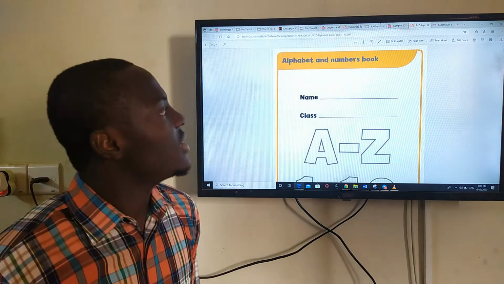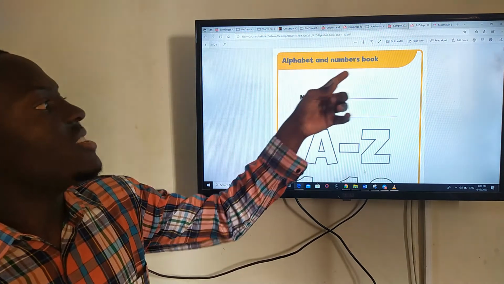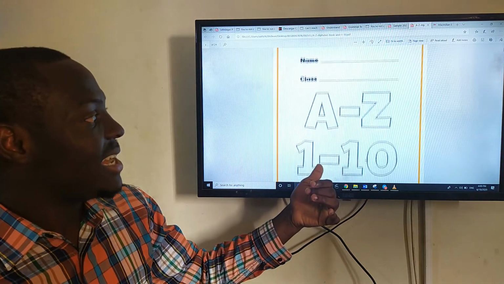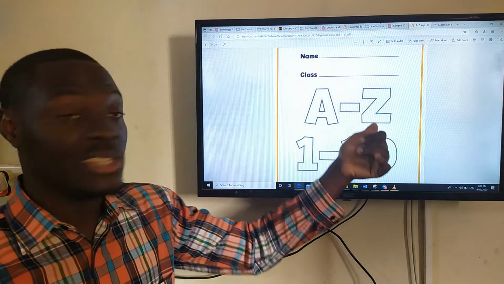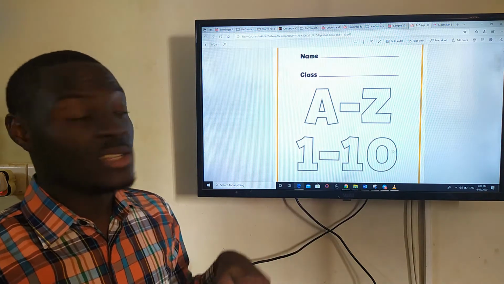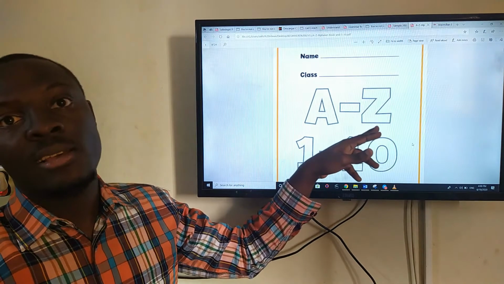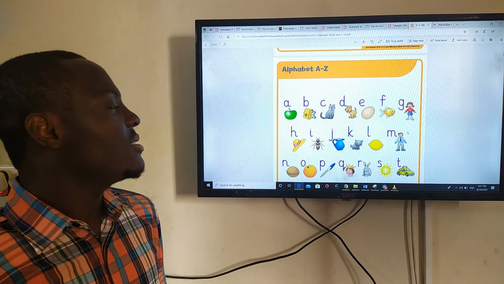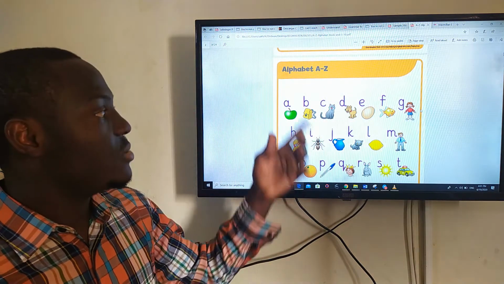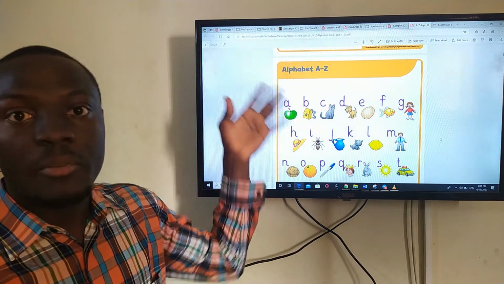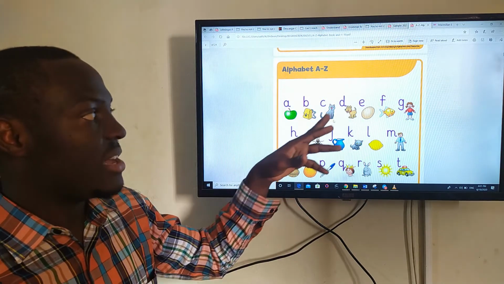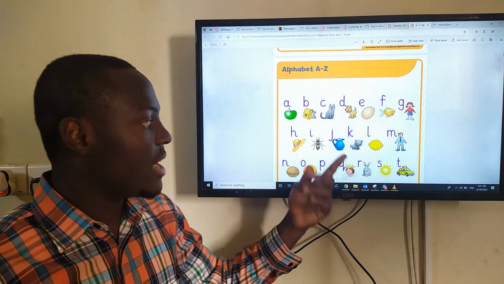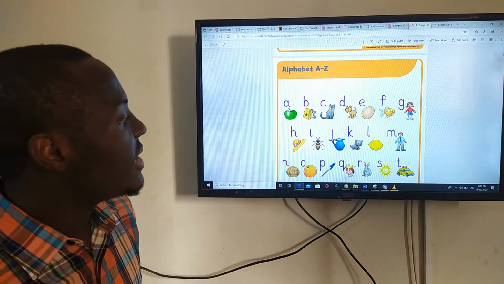Alright, so this is the cover of the book. We have the alphabet and numbers book. Here you basically write your name and your class, and this is just an indication that everything contained in this book is A to Z. Instead of having a contents page, we only have A to Z. That's what the book basically contains. We also have 1 to 10. Like we explained earlier in our first listing, each and every letter represents a word. So we have apple, bag, cat, dog, egg, fish, girl, sun, rabbit, queen, pen.